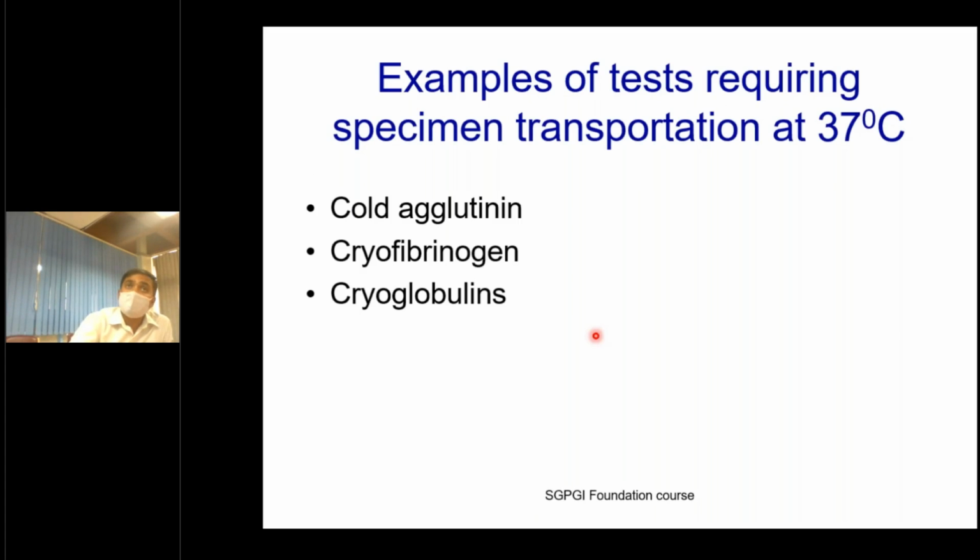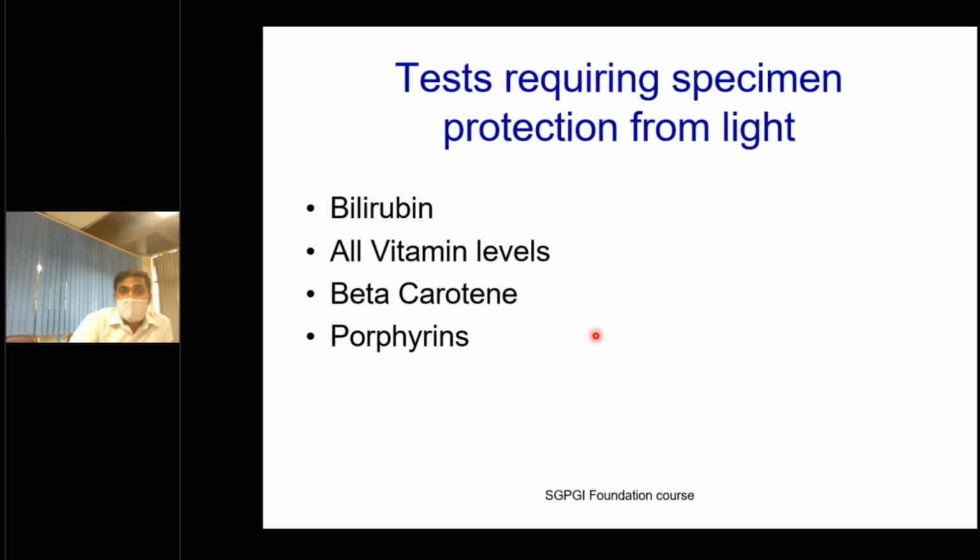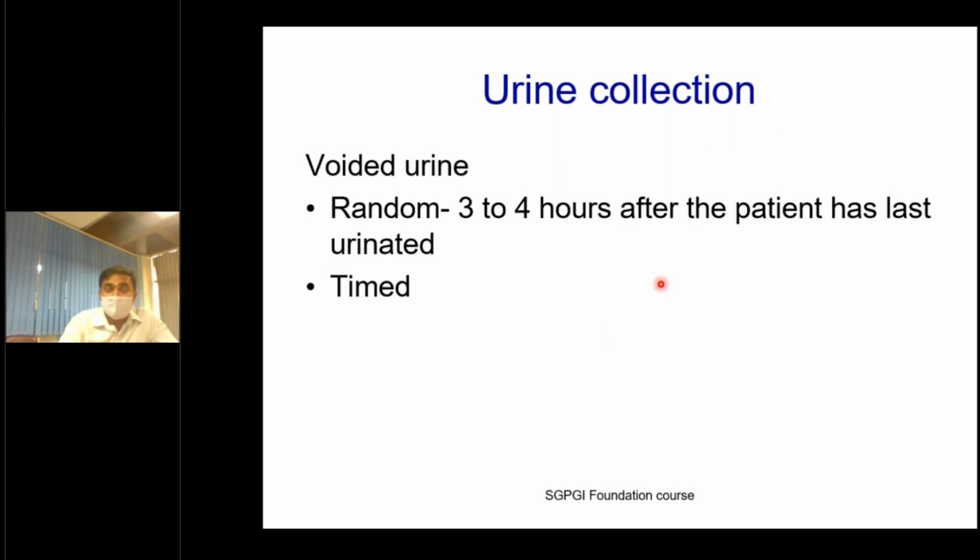Certain tests require sample transportation at 37 degrees. We can come across, especially during these times, the cold agglutinins and cryofibrinogens. And certain parameters need protection from light, especially bilirubin and all kinds of vitamins. If you come across patient reports with vitamin D consistently low from a particular lab, probably they are sending the sample to a different laboratory where the samples are not protected from light, giving falsely low vitamin D levels. So that is with the blood collection.